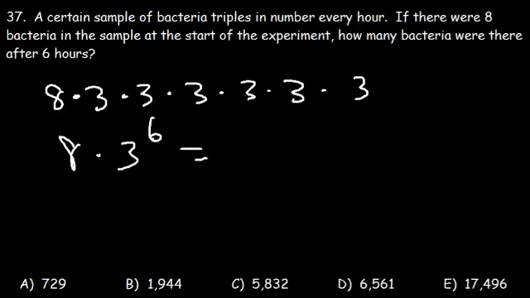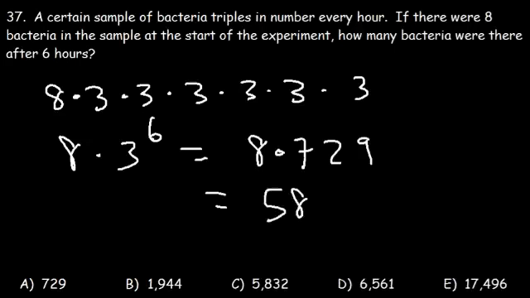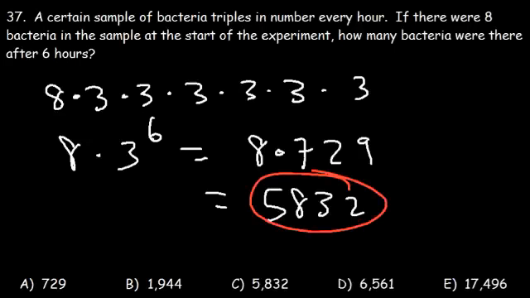Now, 3 to the 6th power is about 729. So 8 times 729 is equal to 5,832. So that's going to be the amount of bacteria after 6 hours. So C is the right answer.